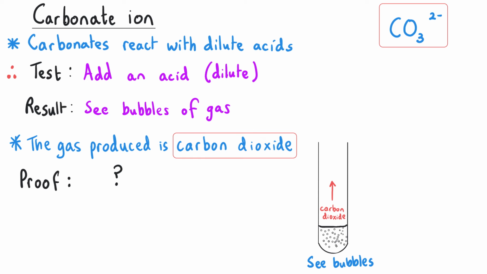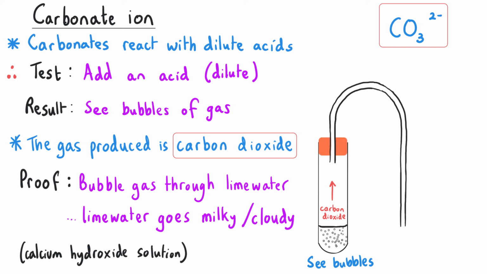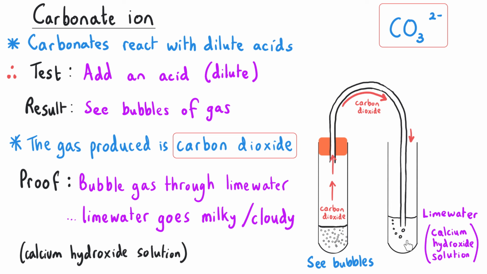And we know that if we bubble carbon dioxide gas through lime water, that lime water will go milky or cloudy. And so to make sure that we can make this happen, we'd put a bung into the tube where the gas is being produced, and then we'd make sure that there is a delivery tube in the bung which will deliver the gas into a second tube where we've got the lime water, which is also known as calcium hydroxide solution. And if that lime water goes cloudy, we are proving that carbon dioxide is being produced, which is proving that carbonate ions must have been present in the original test tube.